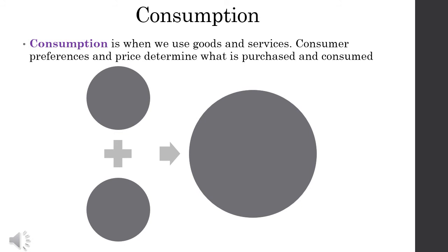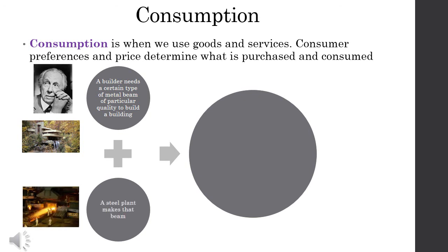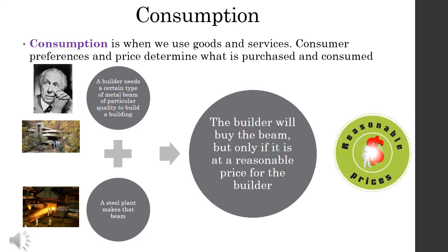Let's start with a builder, like this guy, Frank Lloyd Wright. He needs a certain type of metal beam of particular quality to build a building like this. That's the Falling Water house, probably one of the most famous architectural structures in America. So he looks and he finds a steel plant that makes that beam. But this is only going to work if everybody can figure it out. The builder will buy the beam, but only if it is at a reasonable price for the builder. Wright needs the beam and he'll buy it, but only if he can afford it.